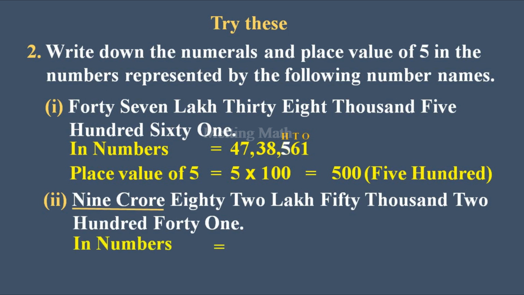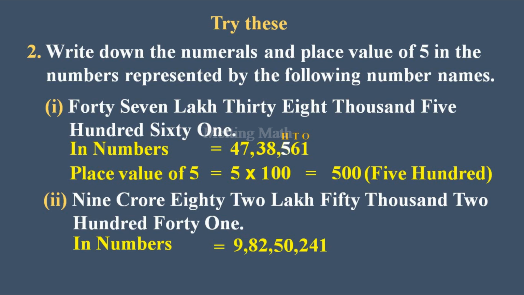9 crore. Okay. So 9 crore means just write 9, then put a comma because this 9 comes under the crore period. Next 82 lakh. So write 82, then put a comma because these two digits come under the lakhs period. Next 50,000. So just write 50, then put a comma because these two digits come under the thousands period. Next 241. Just write 241. So these three digits come under the ones period. Okay. I hope it is clear. This is how we have to convert the words into numbers.